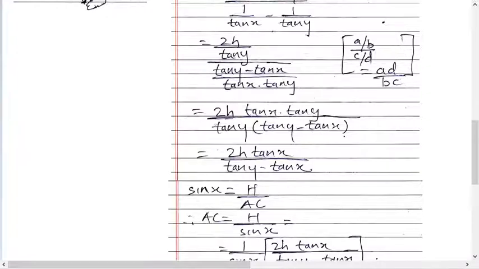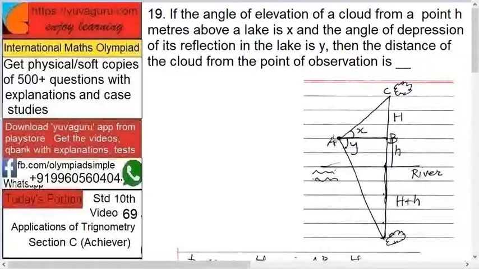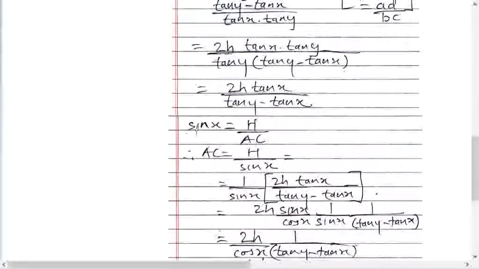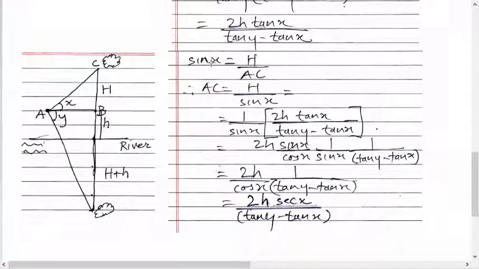Okay. Now what do we want? We want AC. This line we want, because it is the distance of the cloud from the point of observation. So this is what we want. We don't want the vertical distance, right? We want the hypotenuse. So see this, sin x equals h upon AC. So sin x equals h upon AC, right? Therefore AC equals h upon sin x, right?